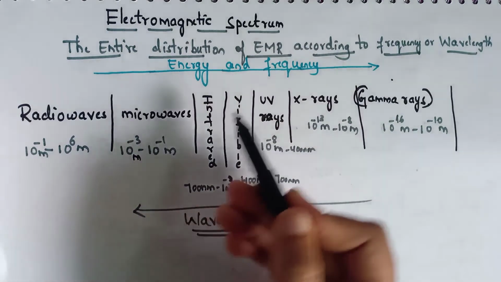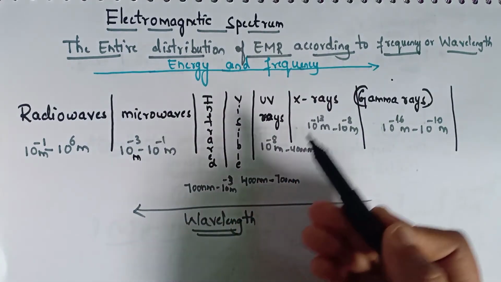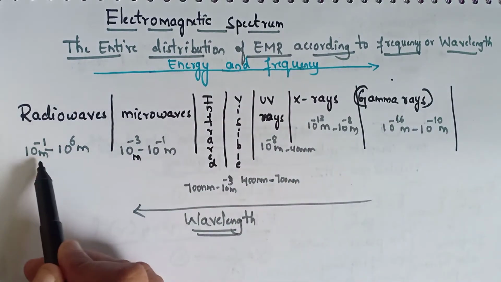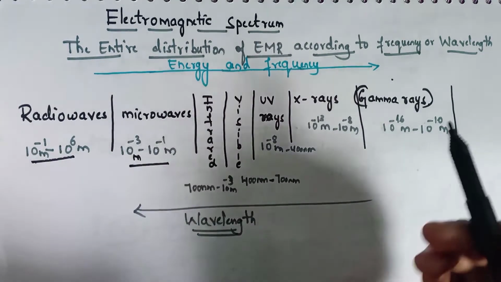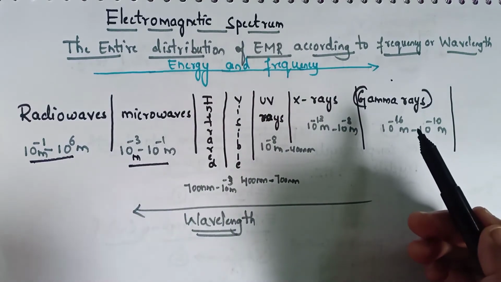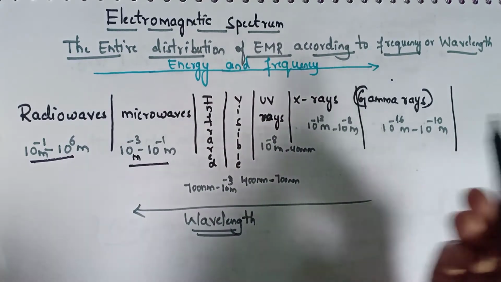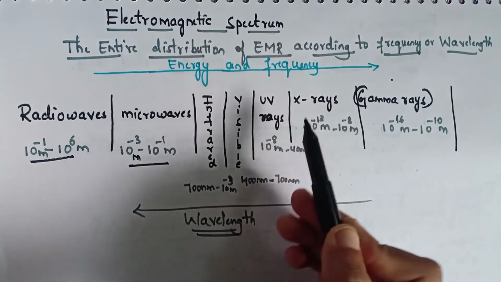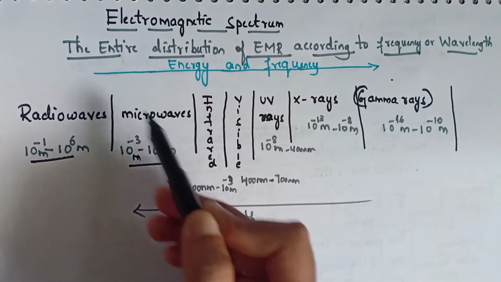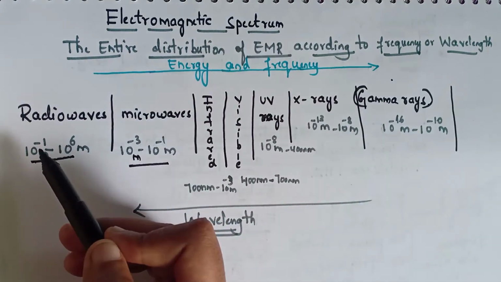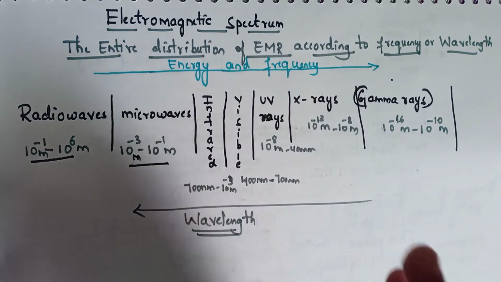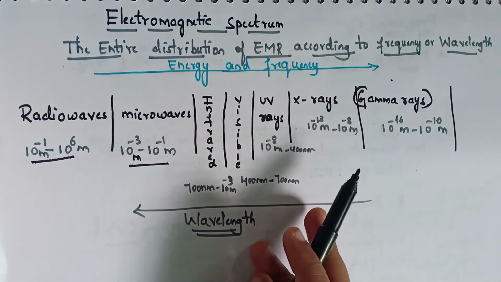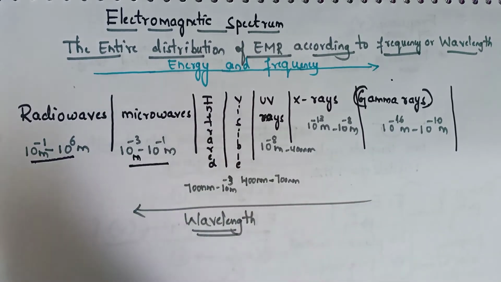Radio waves, microwaves, infrared, visible, UV rays, X-rays and gamma rays. These are the wavelengths. Here are the gamma rays. They are very powerful, that means they have more energy. Then come X-rays, then UV rays, then visible and infrared, microwaves and radio waves. And here the visible region is a very small part of the entire electromagnetic spectrum. Now we have learnt about the electromagnetic spectrum and electromagnetic radiations very well.